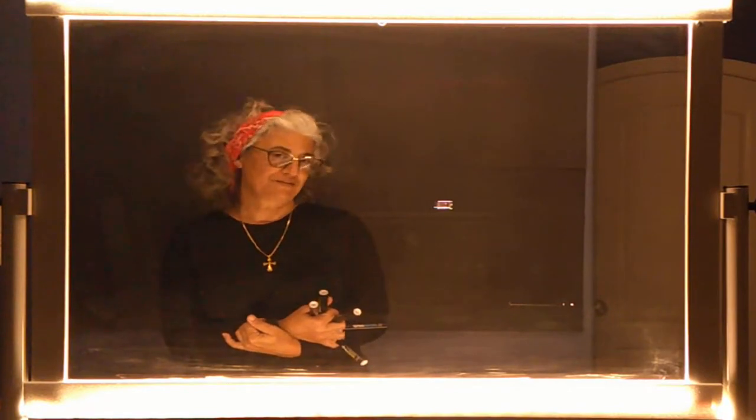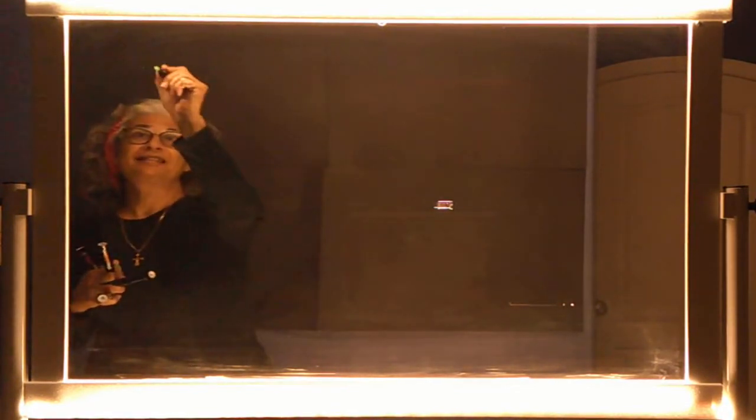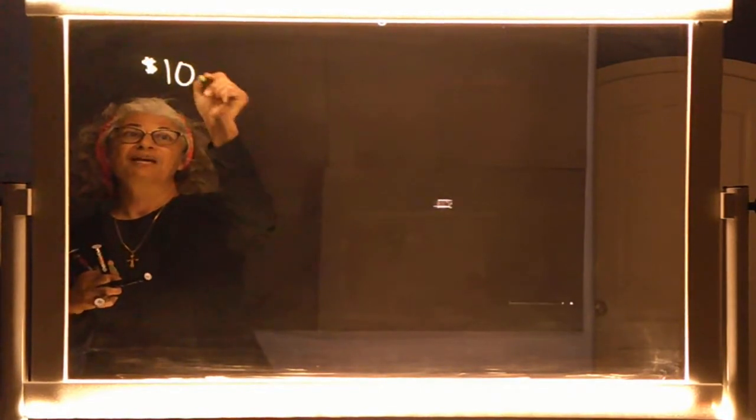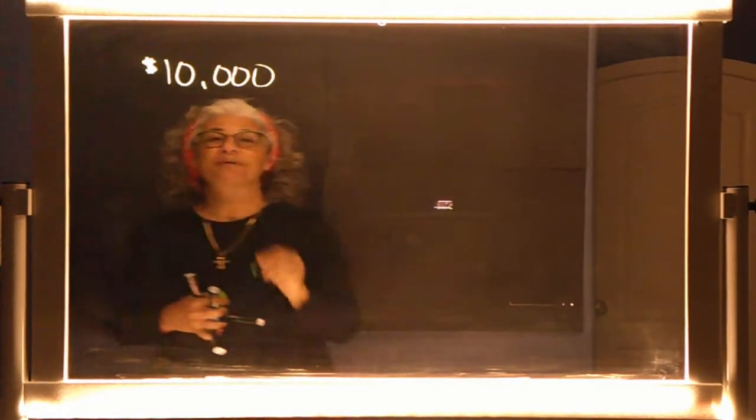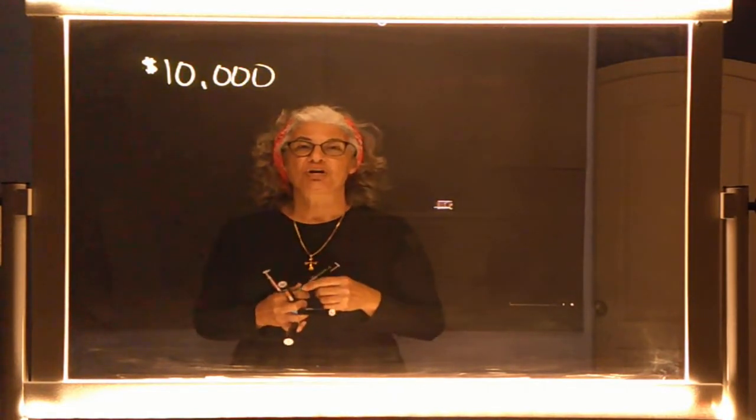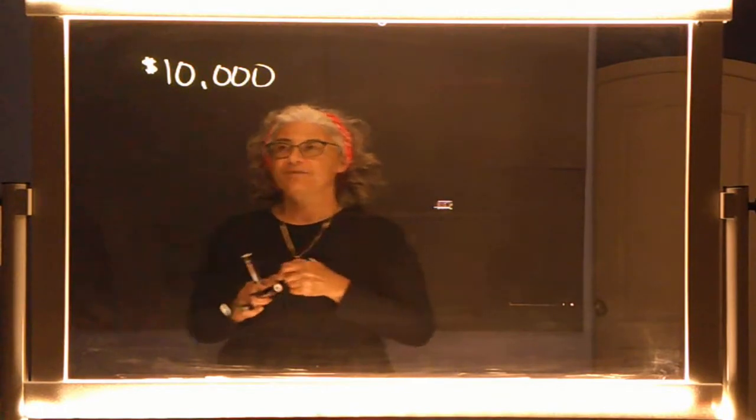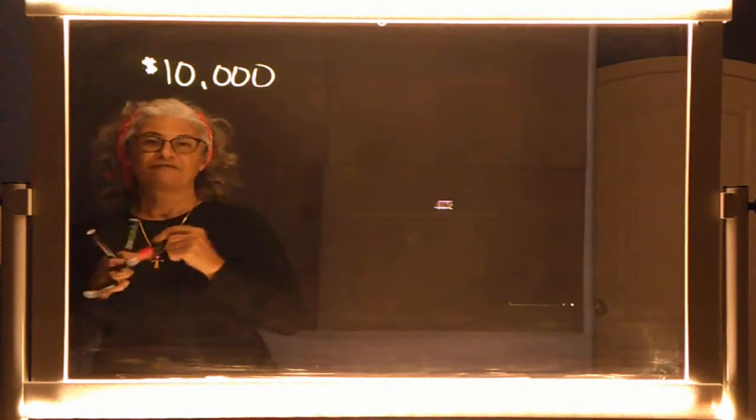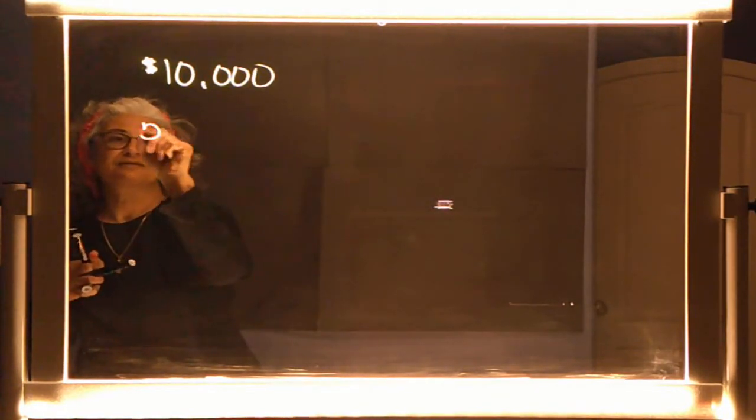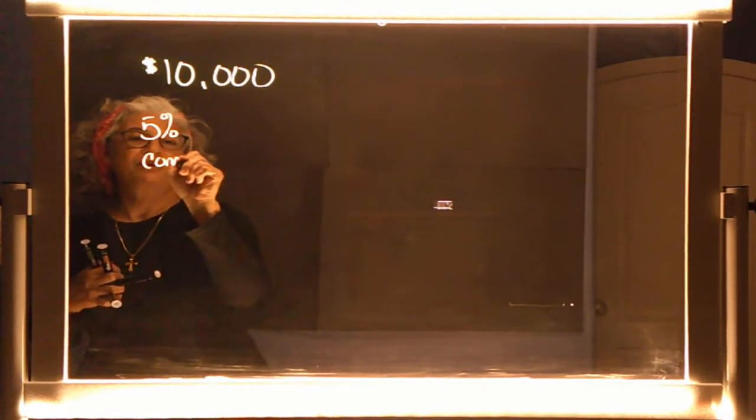Okay, so let's have some fun. Suppose that you inherited $10,000 and you were debating to invest it in two different accounts. You are looking at one account that pays 5% interest. It's compounded quarterly.